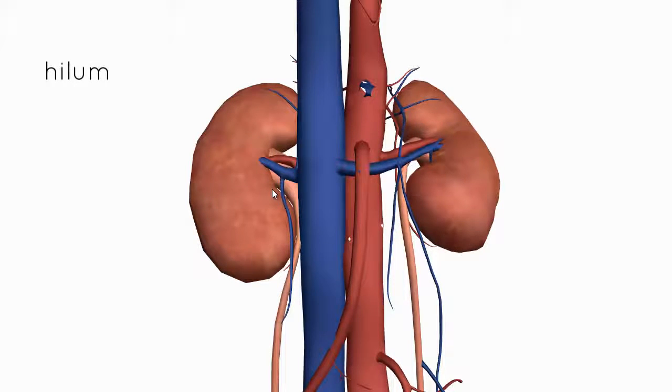So this is a kind of vertical slit on the medial aspect of the kidneys where the various structures enter the kidney. So you've got blood vessels, the ureter, lymphatics and nerves which enter the kidney at the hilum. So for the rest of this tutorial I'm going to switch over to cross section and talk you through some of the internal features of the kidney.